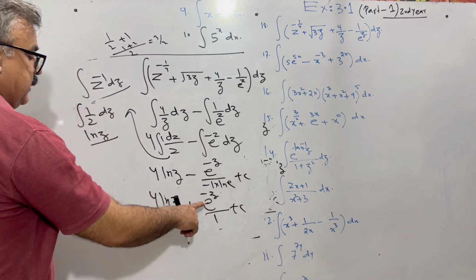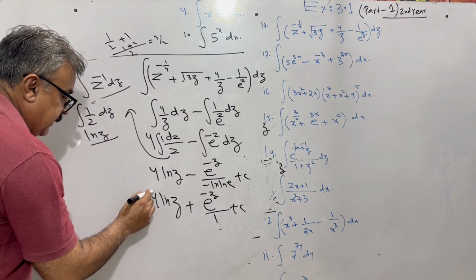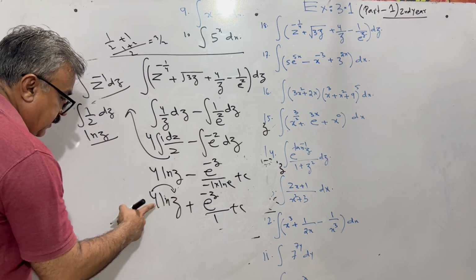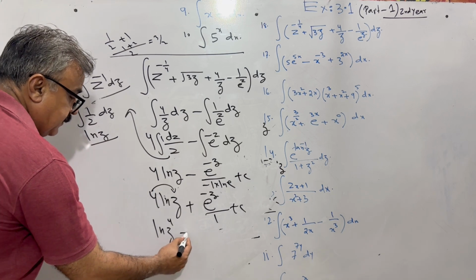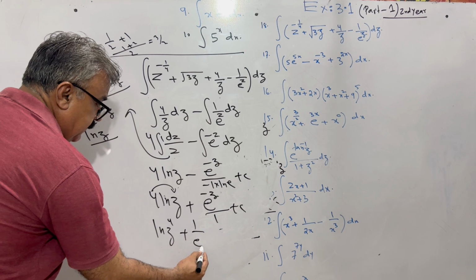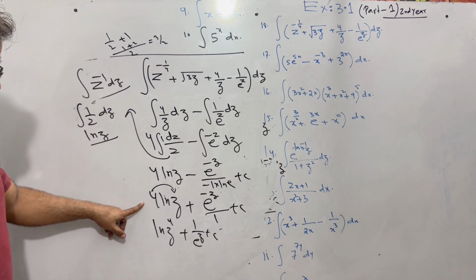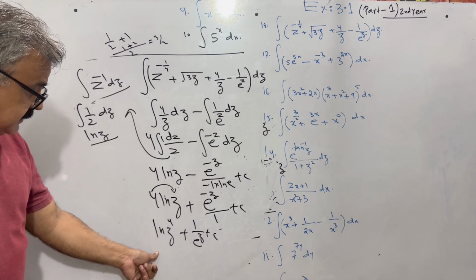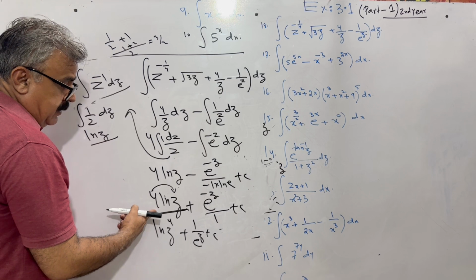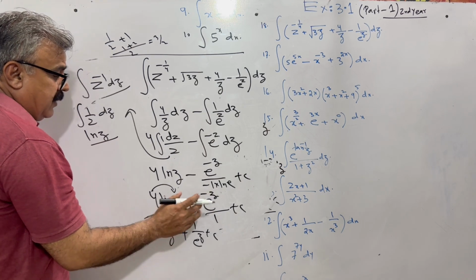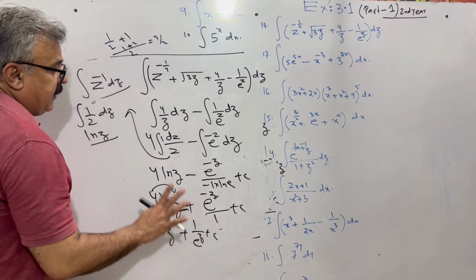Or converting this power into positive, utilizing the property of log, the coefficient will become the power: ln z raised 4, plus 1 over e raised z, plus c. Either you can leave it here, or by virtue of the property of logarithm, as well as e raised to negative z, from the simple exponent rule, we can convert this into positive by writing 1 over e raised z.